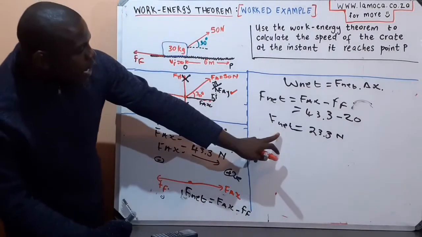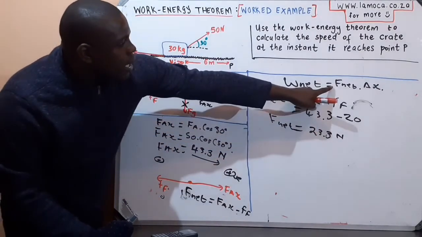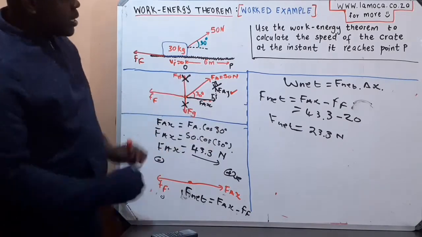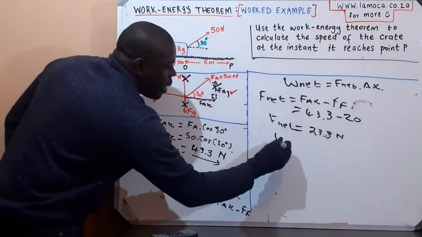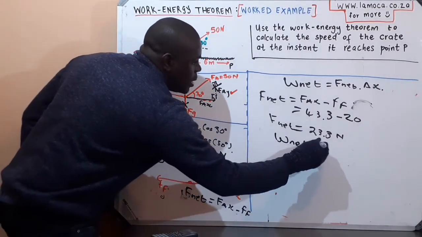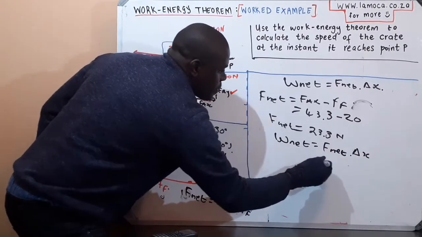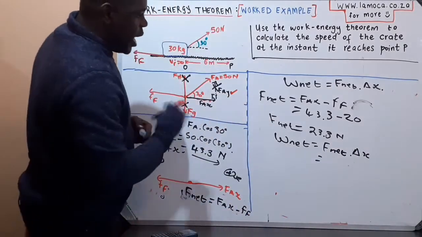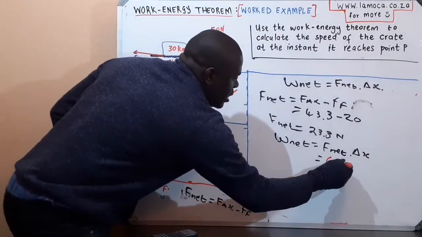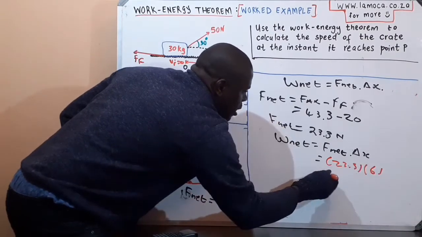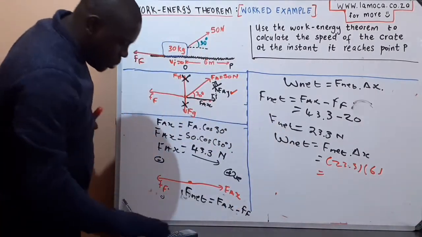So when we have the net force, we can now put it in there. Do we have the displacement? Yes. The object is displaced from O to P, 6 meters. So our work net is going to be equal to F net times delta X. Our F net is 23.3. Our delta X is 6. We jot that in our calculator and see what we will find.